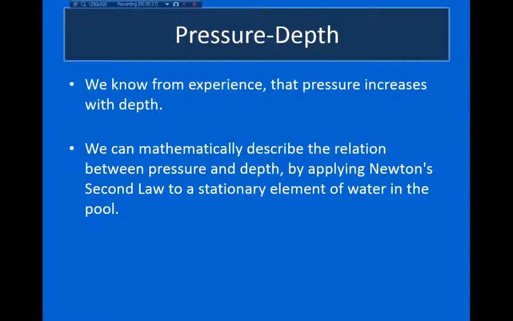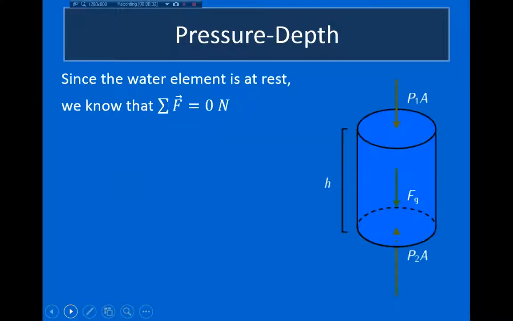So what I want to do is come up with a formula that describes this relationship between pressure and depth. The way we do this is by applying Newton's second law to a bit of water. Over here, I have a small piece of water. You should imagine this is a small piece of water in a pool. In a pool, there's no net flow of water, so the water's not moving either upwards or downwards.